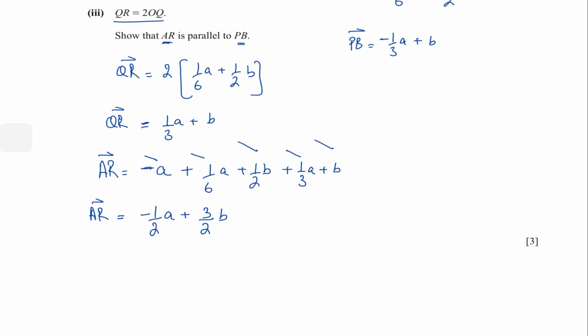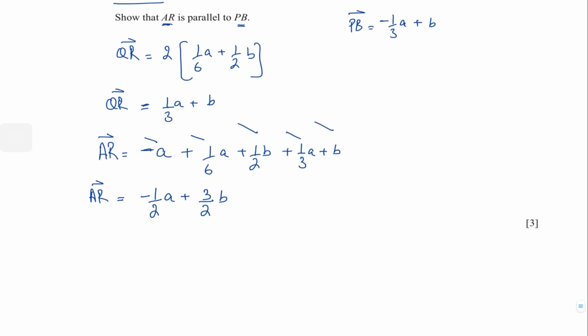Now if I want to show that AR is parallel to PB, let me just write PB here again. So PB is minus 1/3 of A plus B. So that means I'll have to take out the ratio of the coefficients and show that the ratio of the coefficients of A is equal to the ratio of the coefficients of B.